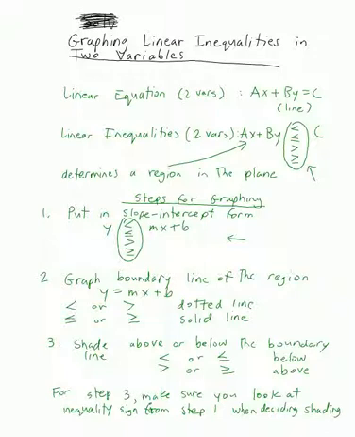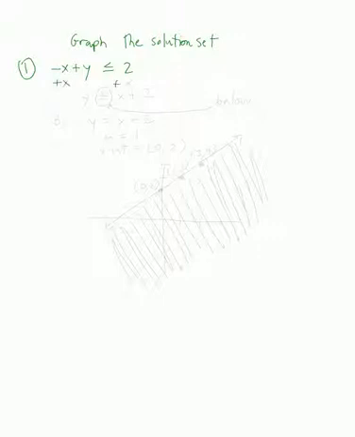Okay, so let's do a couple of examples to illustrate what we learned. For all of these, we're going to graph the solution set. Number one: negative x plus y is less than or equal to 2. Step one, the very first thing we do is put it in slope-intercept form. So I'm going to add x to both sides. I end up with y is less than or equal to x plus 2.